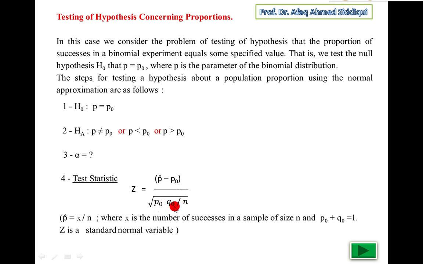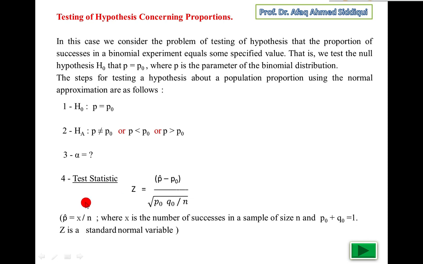And what is this Q naught? Q0 is read as Q naught. You know that it is a property of the binomial distribution that the sum of the probability of success and failure is equal to 1, P plus Q is equal to 1. So from this you can find the value of Q naught, which will be equal to 1 minus P naught, and Z is the standard normal variable.